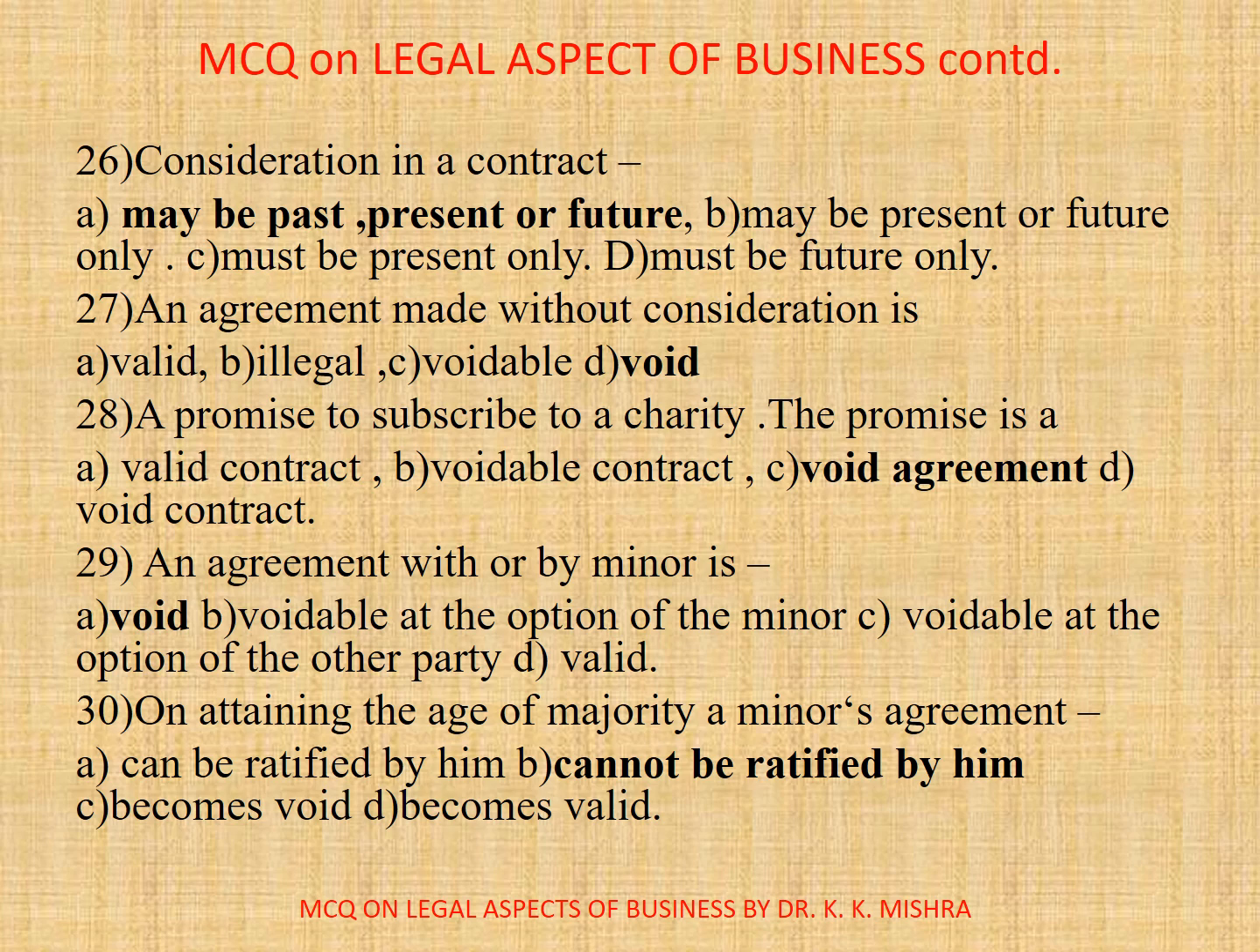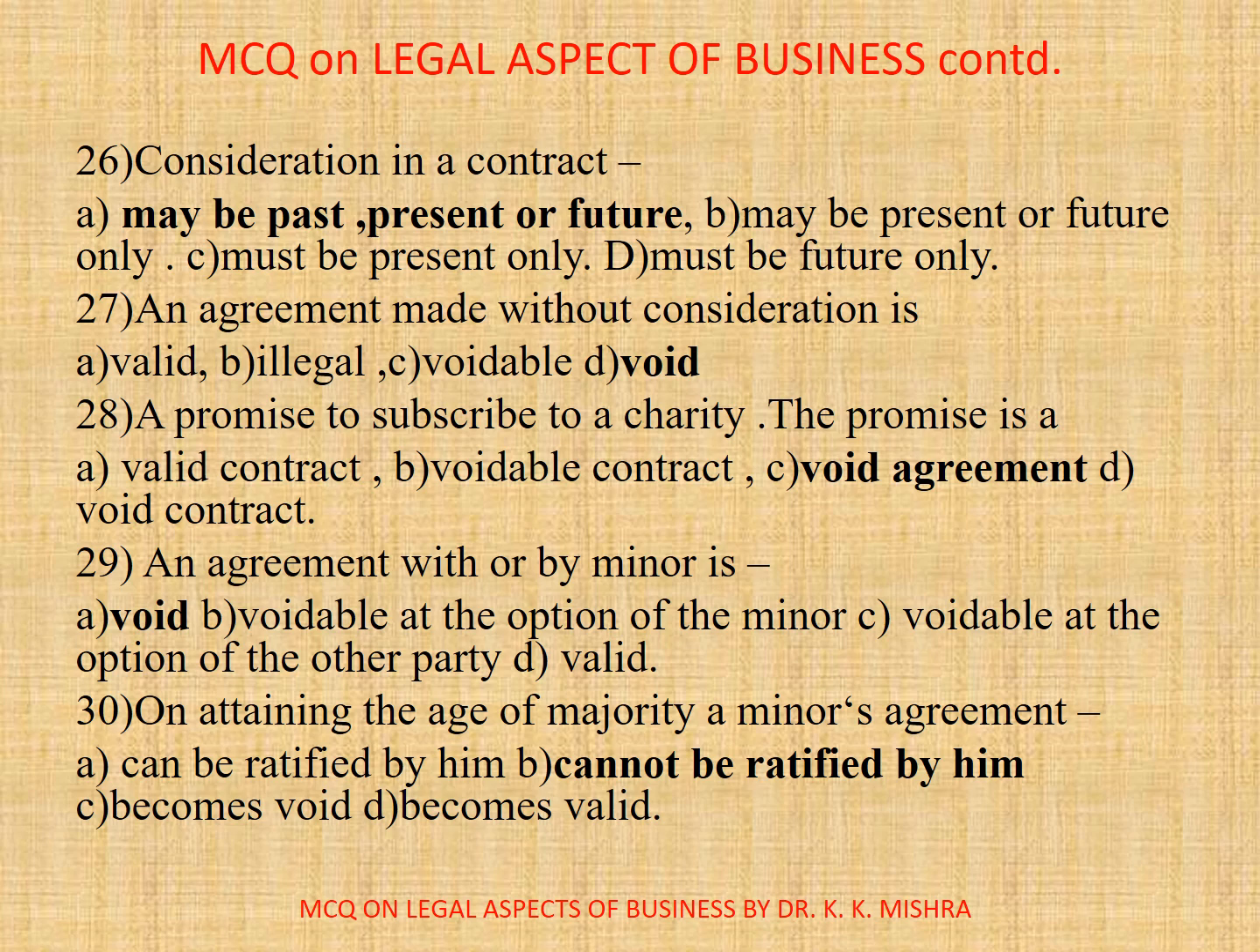Now, question number 28. A promise to subscribe to a charity. The promise is, options are A, valid contract. B, voidable contract. C, void agreement. D, void contract. Correct option is C, void agreement.